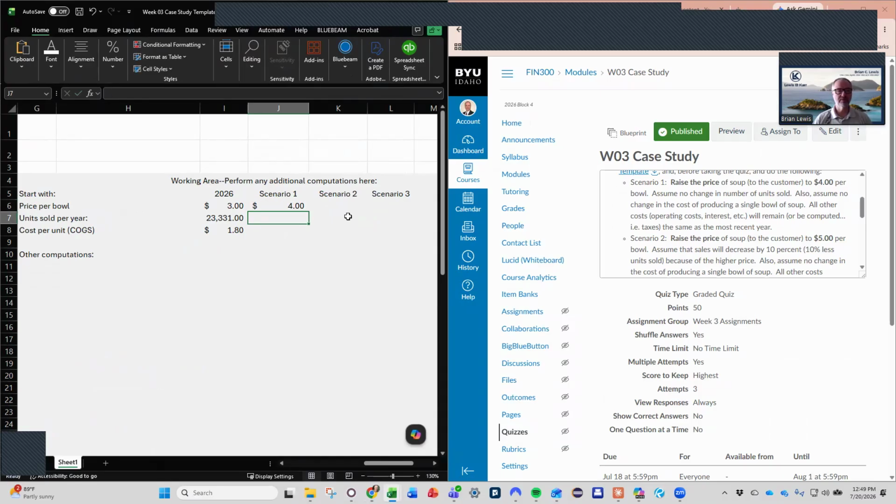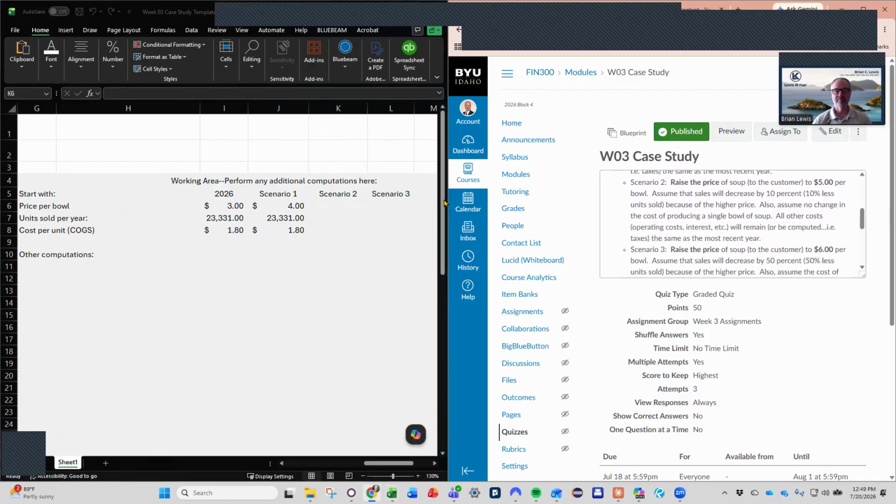Assume no change in sales, so 2,331 units, and also assume no change in the cost of producing a single bowl of soup. So it's 1.8, right? That's easy. Now, scenario 2, you're raising the price to $5.